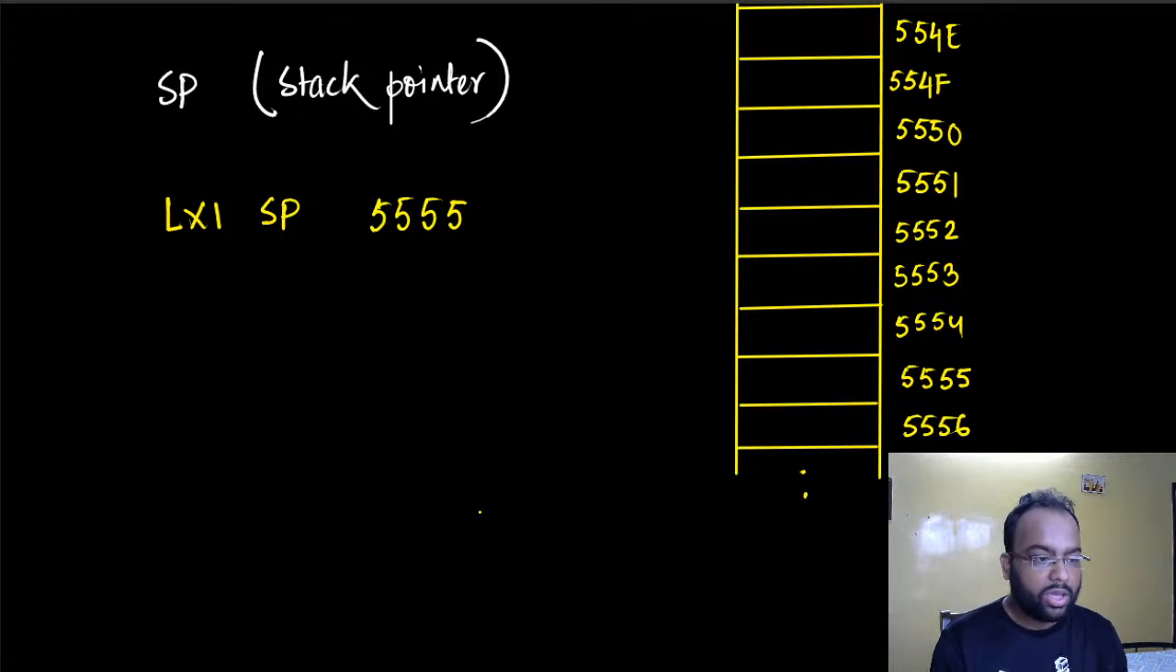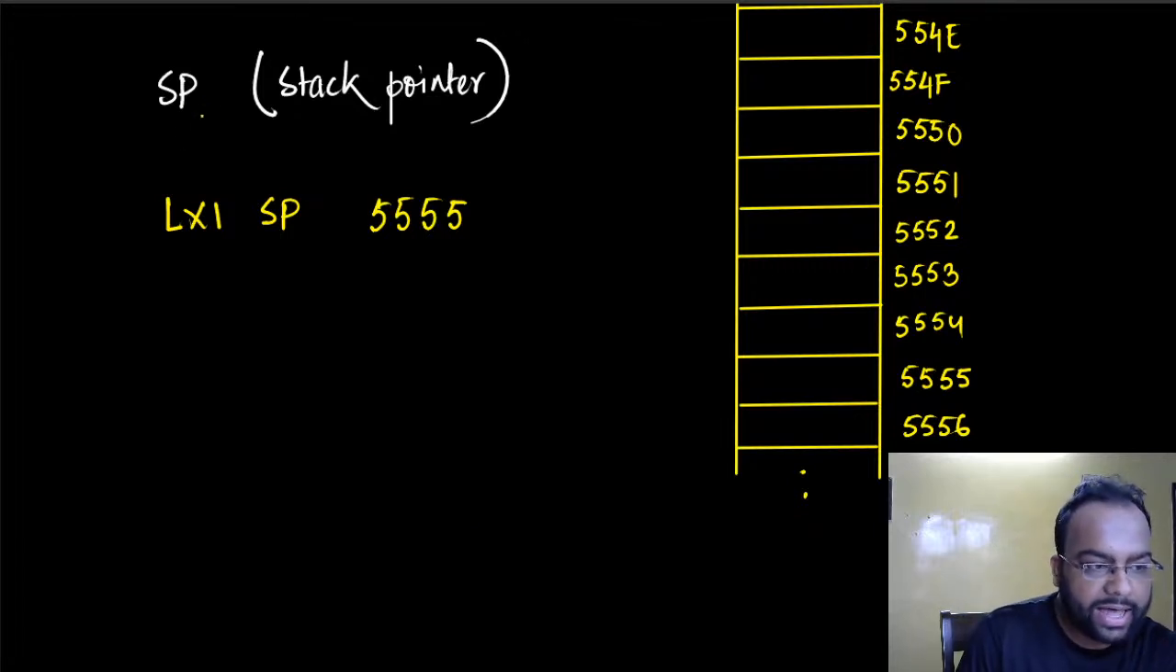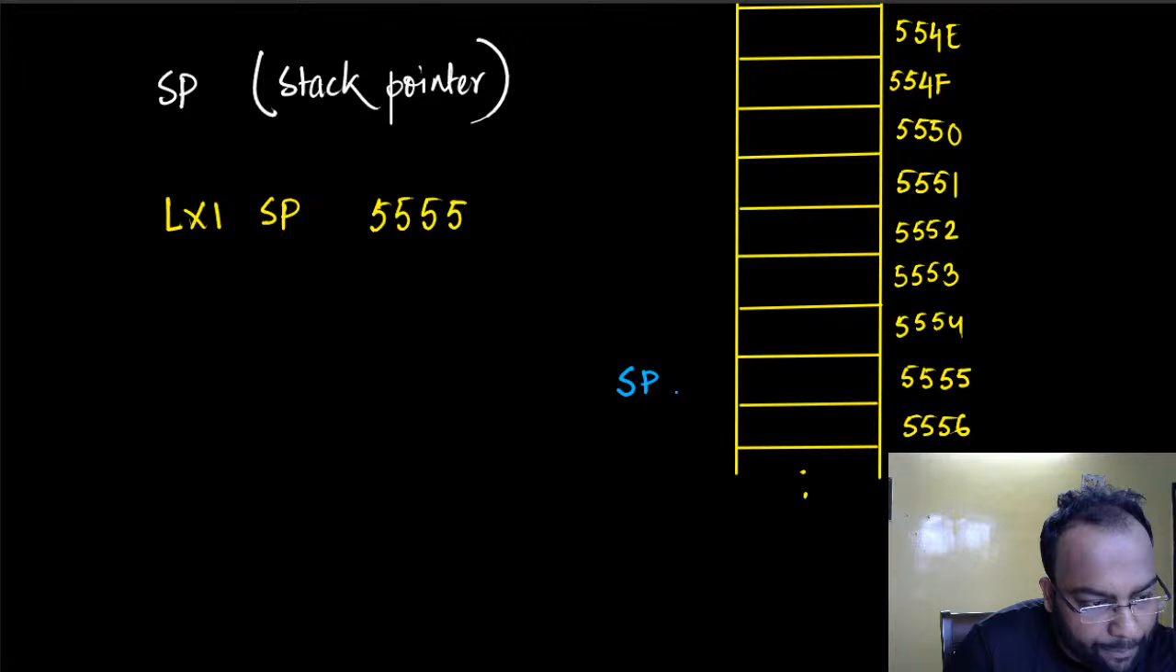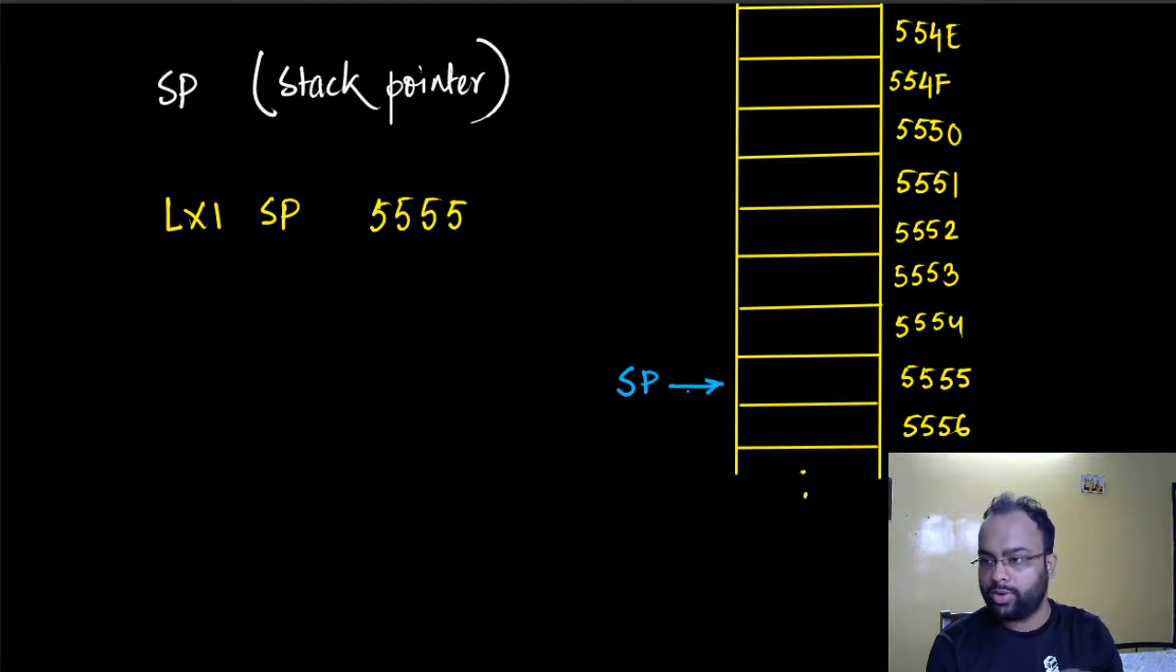Right now what I have done is set the value of the stack pointer. So the stack pointer is pointing at memory location 5555. Essentially, the stack pointer is pointing at this particular memory location. Just keep that in mind at this particular point.